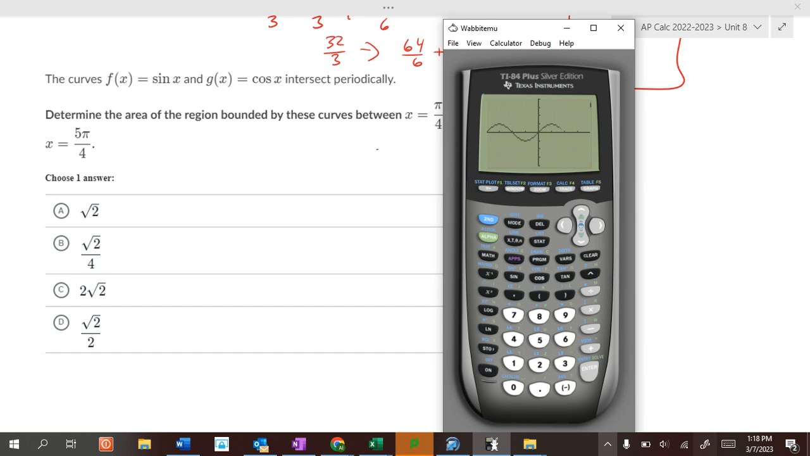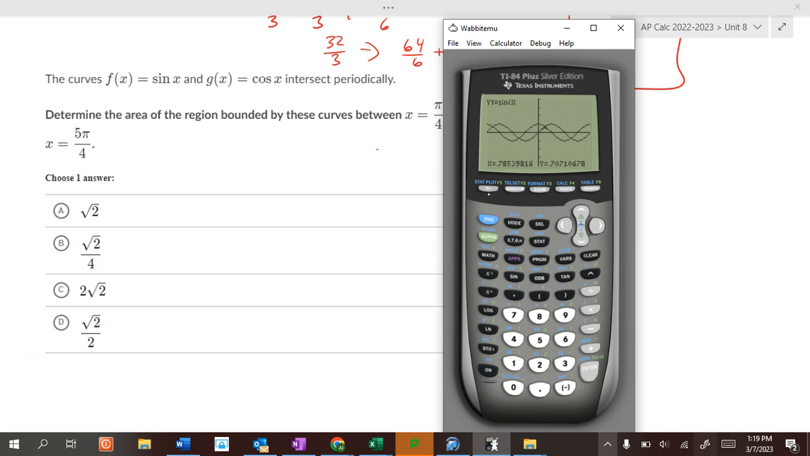There we go. Now if I find pi over 4, regular trace, trace to the value of pi over 4. It's right where they intersect. And 5 pi over 4 will be where they intersect over here. Okay? So what's my top curve, sine or cosine? Sine would be my top curve. So I want to take sine minus cosine.